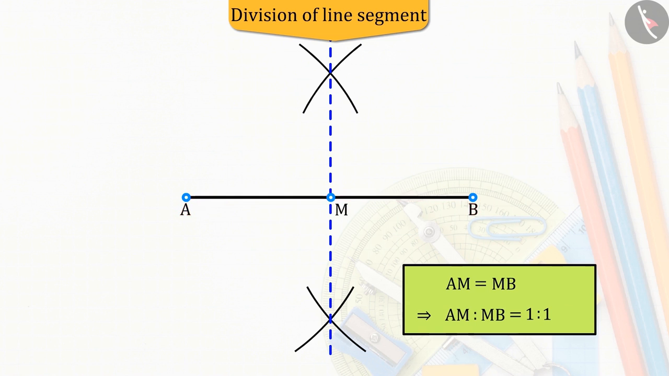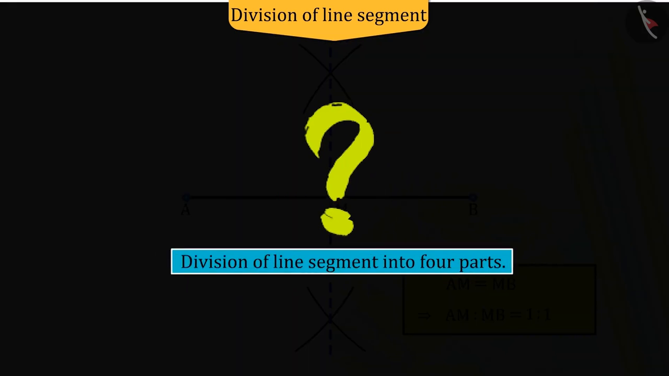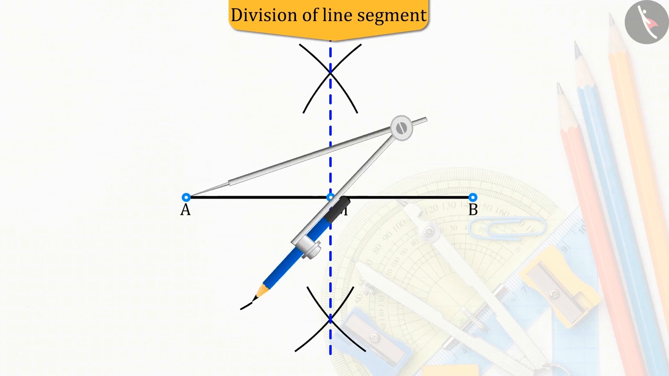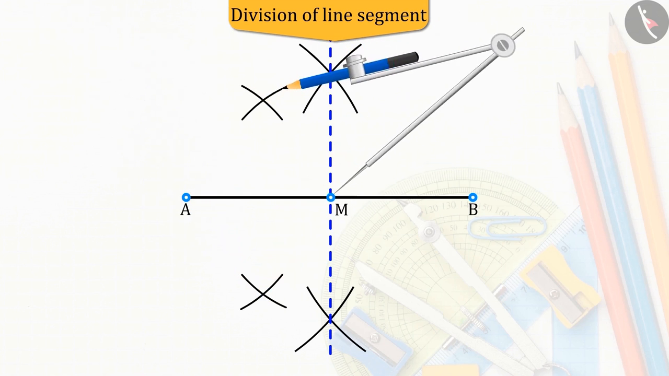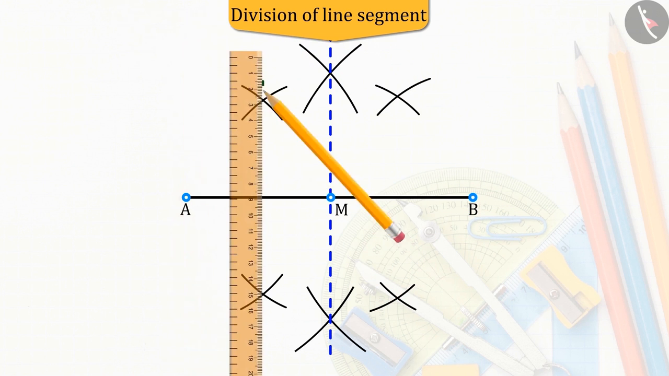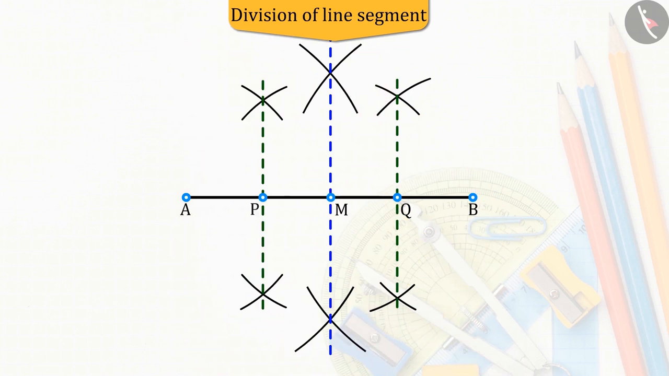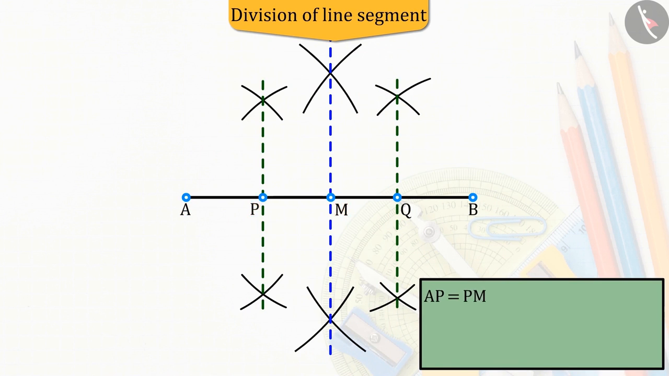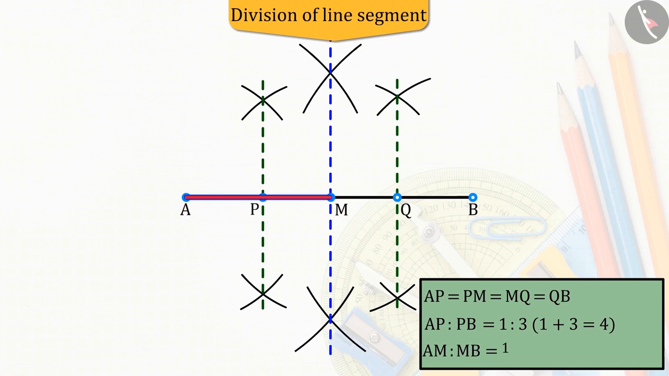Now if we want to divide the line AB into four equal parts, then what shall we do? Well done. We can take the help of perpendicular bisectors to do it. Here, AP, PM, MQ and QB are four equal parts of the line AB, where point P divides the line AB in the ratio of 1:3. The point M divides the line AB into 1:1.